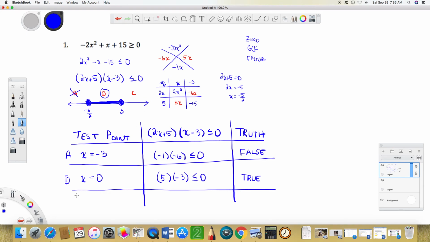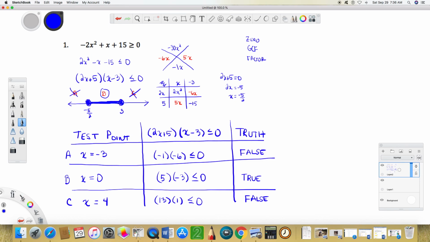Now what about region C? If we pick some number that's greater than 3, say like 4, we've got 2 times 4 is 8. 8 plus 5 is 13. 4 minus 3 is 1. 13 times 1 is 13, but it's a false statement to say that 13 is less than or equal to 0. And since it's false, we're not going to include any of those points in our solution set.